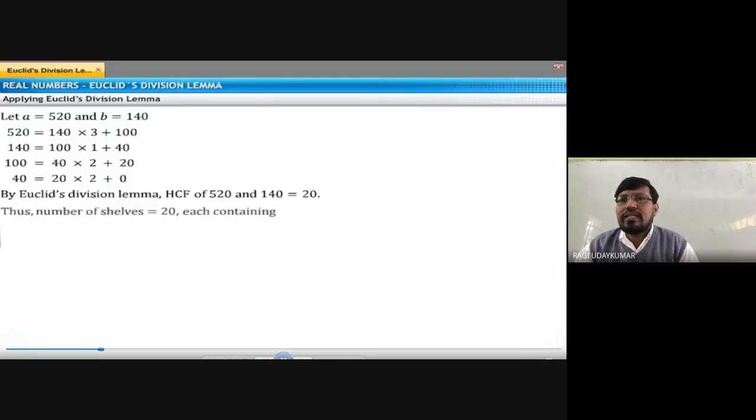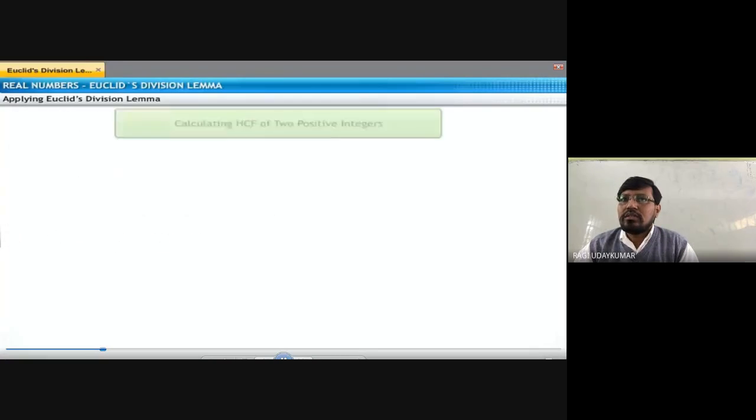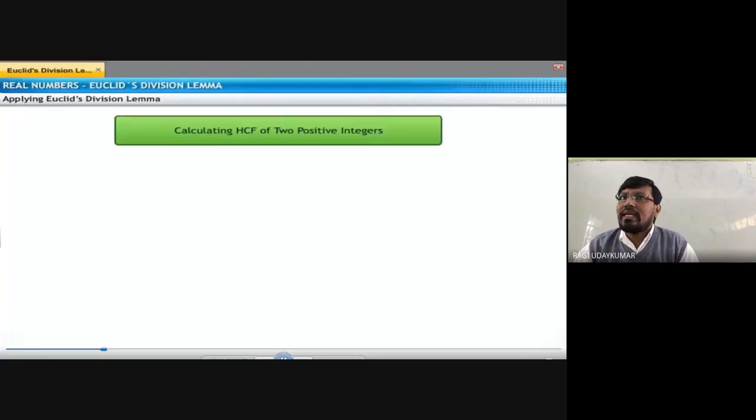Then he is going to get the number of shells, 20, each containing 20, which means 500 pencil boxes are there. So 26 boxes will be taken. So, calculating the HCF of two positive integers. How do we calculate the HCF of two positive integers?